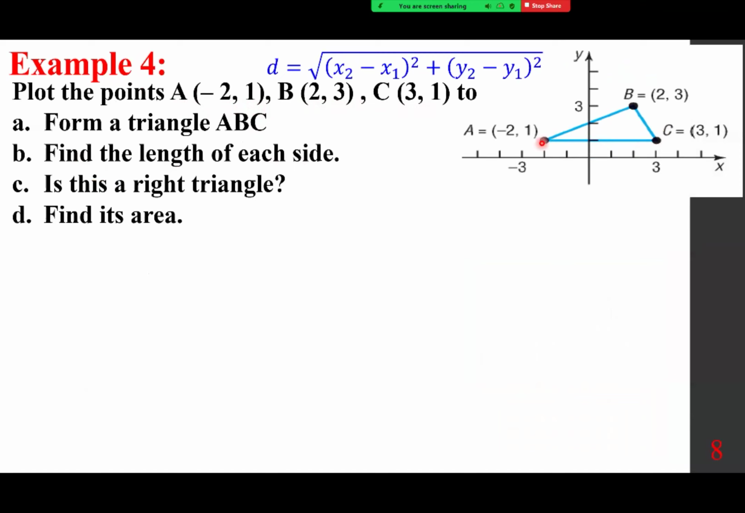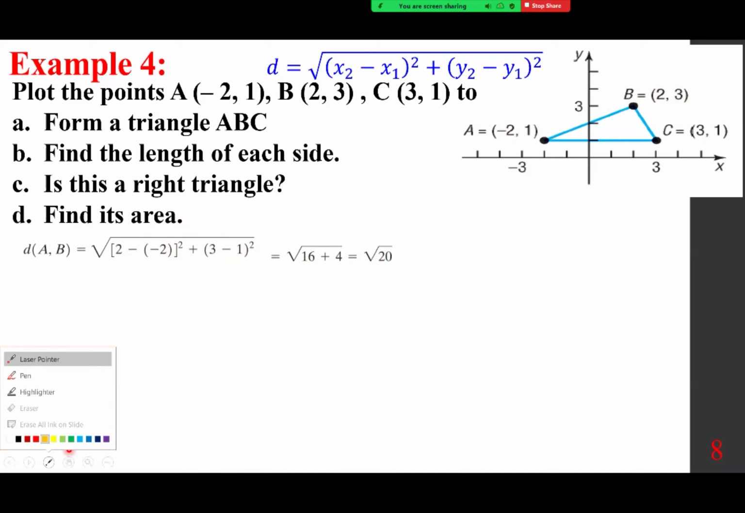For example, the distance between A and B would be x sub 2 minus x sub 1. So 2 minus negative 2 quantity squared plus y sub 2 minus y sub 1, 3 minus 1 quantity squared. So that would be AB. And this is a plus 2 makes it 4 squared, 16. 3 minus 1, 2 squared is 4. The answer is square root of 20. As you know, 20 is 4 times 5. 4 comes out as 2. So 2 square root of 5 precisely. We want to keep it as a precise answer.